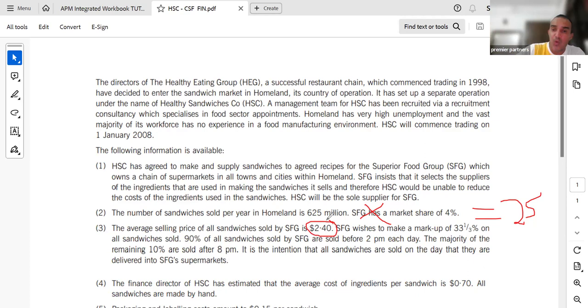Caravan wishes to make a markup of 33 1/3, and their selling price is 2.4. Now tell me, what is our revenue? What is our sales? We are selling to Caravan. Caravan is selling to customers for 2.4, and Caravan wants to make 33 1/3. Then what is our revenue?